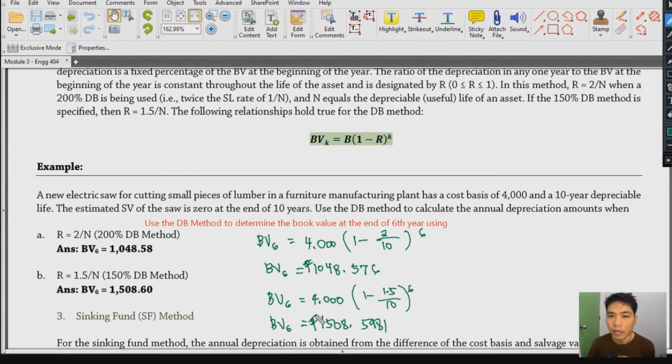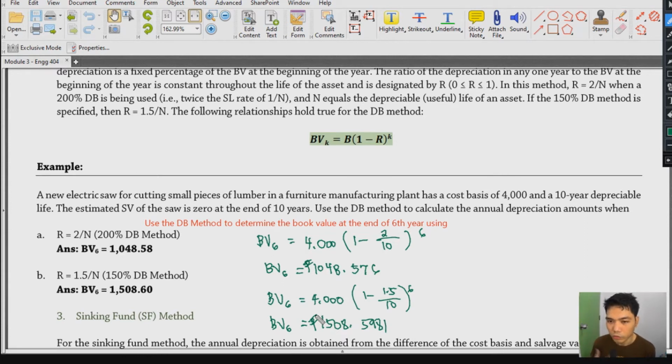Now I want you to answer this question by just mental solving. What is the expression to determine the book value at the end of the 3rd year when you have this certain ratio of 120%, a double, using the declining balance method?